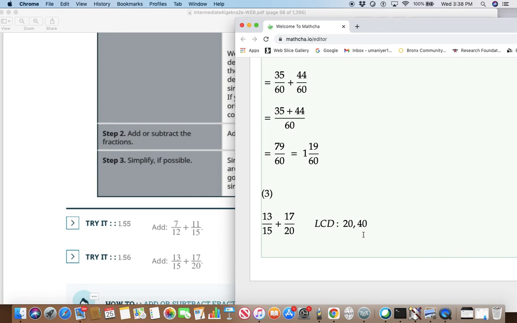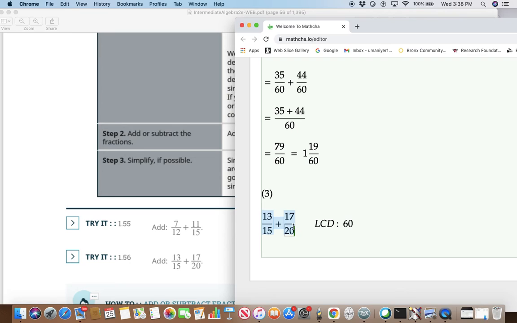Does 15 divide 40 evenly? No, it does not. 20 times 3 is 60. Does 15 divide 60 evenly? Yes. 20 divides 60 evenly? Yes. And that's the first place. You see, the previous numbers did not work for 15. So 60 is the common denominator.